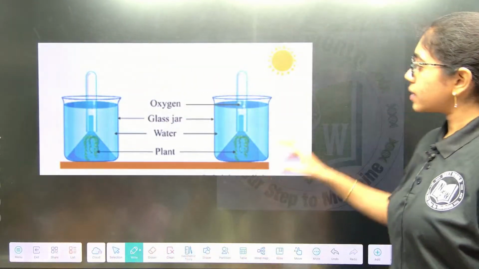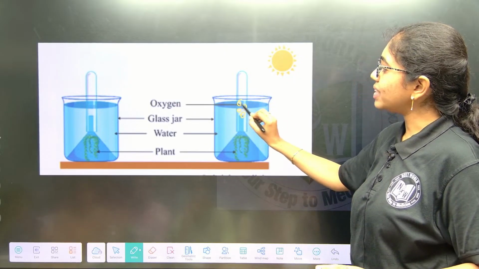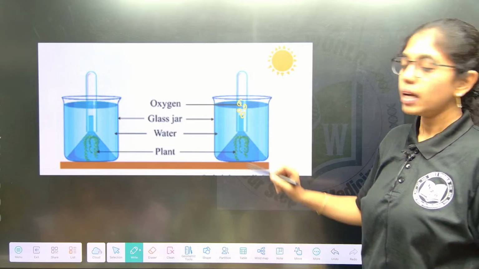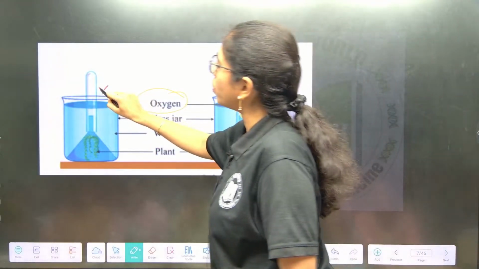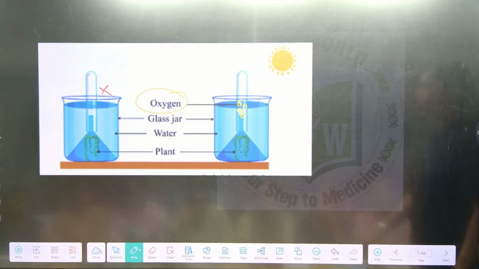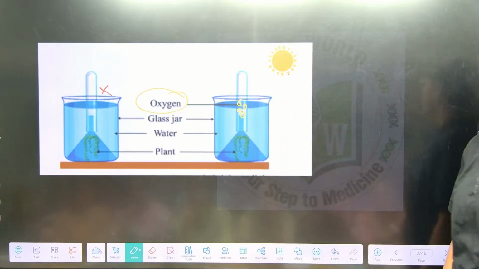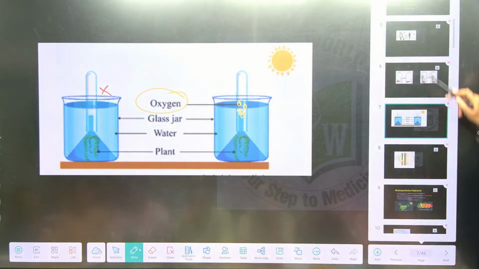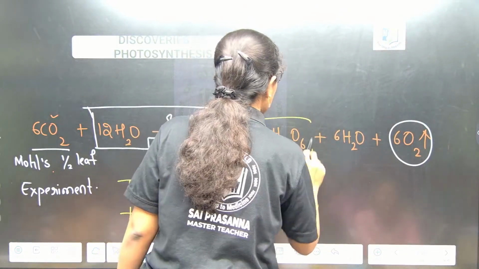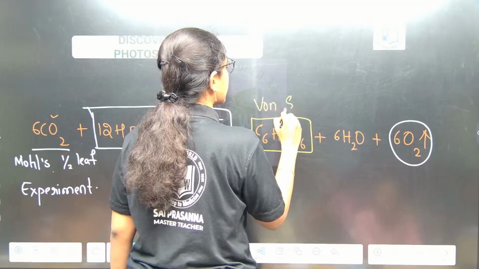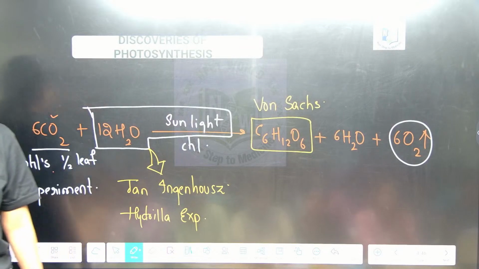In the beaker that is kept under sunlight, bubbles are formed. When these bubbles are tested, what gas do they have? It is proved that oxygen is released. In the setup which is kept in the dark, there is no reaction shown. With this, it is proved that sunlight and water are essential, and oxygen is released from the process of photosynthesis. Understood the 2 experiments? Now, glucose is the product of photosynthesis, as said by von Sachs. This is the primary product of photosynthesis.